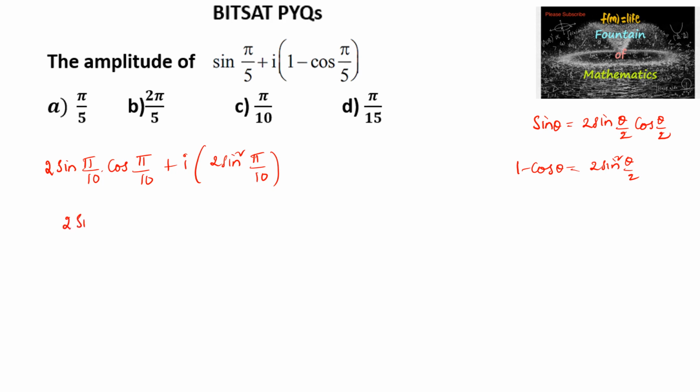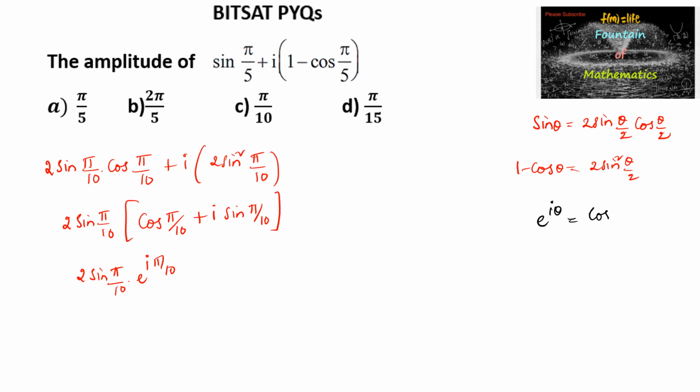So I can take 2 sin pi by 10 common. So I can write cos pi by 10 plus i sin pi by 10. So that is 2 sin pi by 10 into e to the power of i pi by 10. Since we know that e power i theta is equal to cos theta plus i sin theta, where theta is the amplitude, we can consider that pi by 10 is the amplitude.